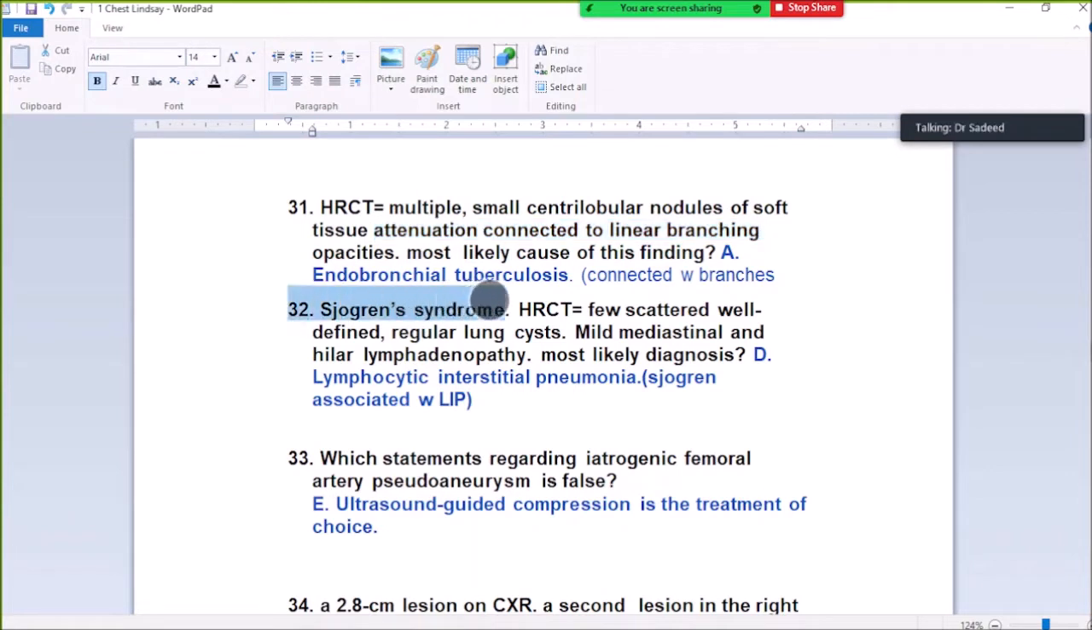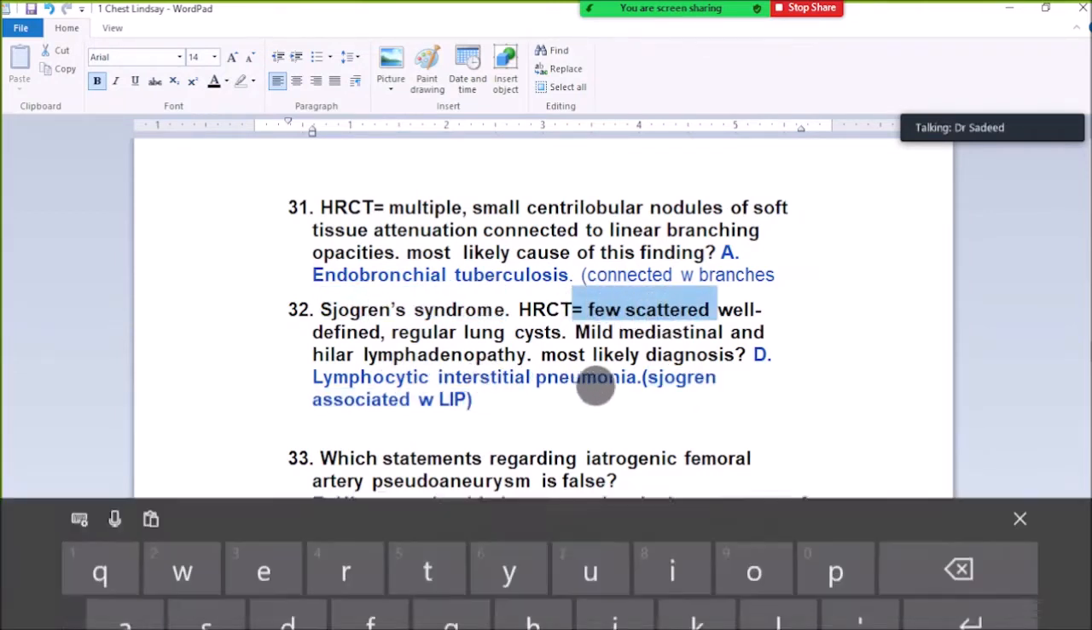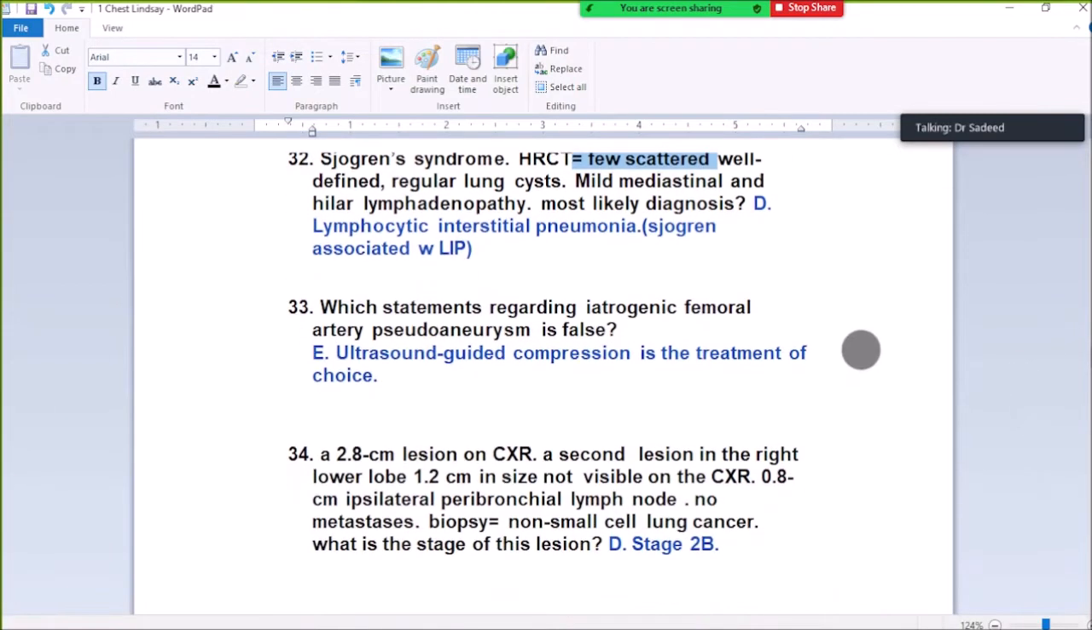Question number 32. Sjogren syndrome. HRCT shows a few scattered, well-defined regular lung cysts, mild mediastinal and hilar lymphadenopathy. Most likely diagnosis is lymphocytic interstitial pneumonia. Sjogren syndrome is associated with lymphocytic interstitial pneumonia. Sjogren syndrome is an autoimmune disease associated with lymphocytes, so if a patient has Sjogren syndrome and a lung disease, most likely it is lymphocytic interstitial pneumonia.